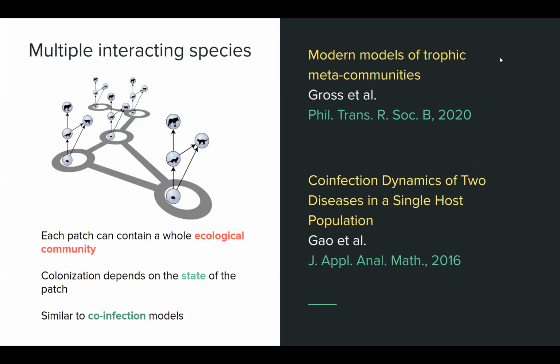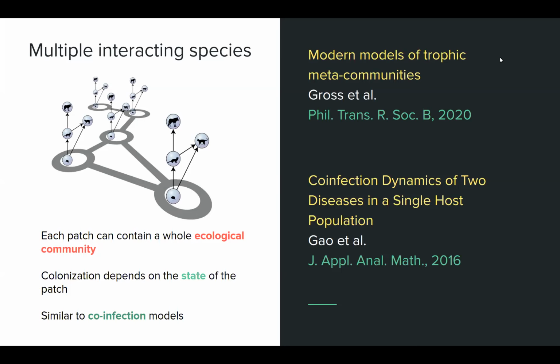The second, of course, is to consider that these patches may be occupied by several species, and the several species could be interacting with each other. So now each patch potentially can contain an entire ecological community. Imagine a food web or a set of competitors or what else. And now the colonization depends on the state of the patch. For example, a herbivore can colonize a patch only if the plant is already present. And these make for fairly complicated models. They can also be connected with the other idea of having patches dispersed in a landscape.